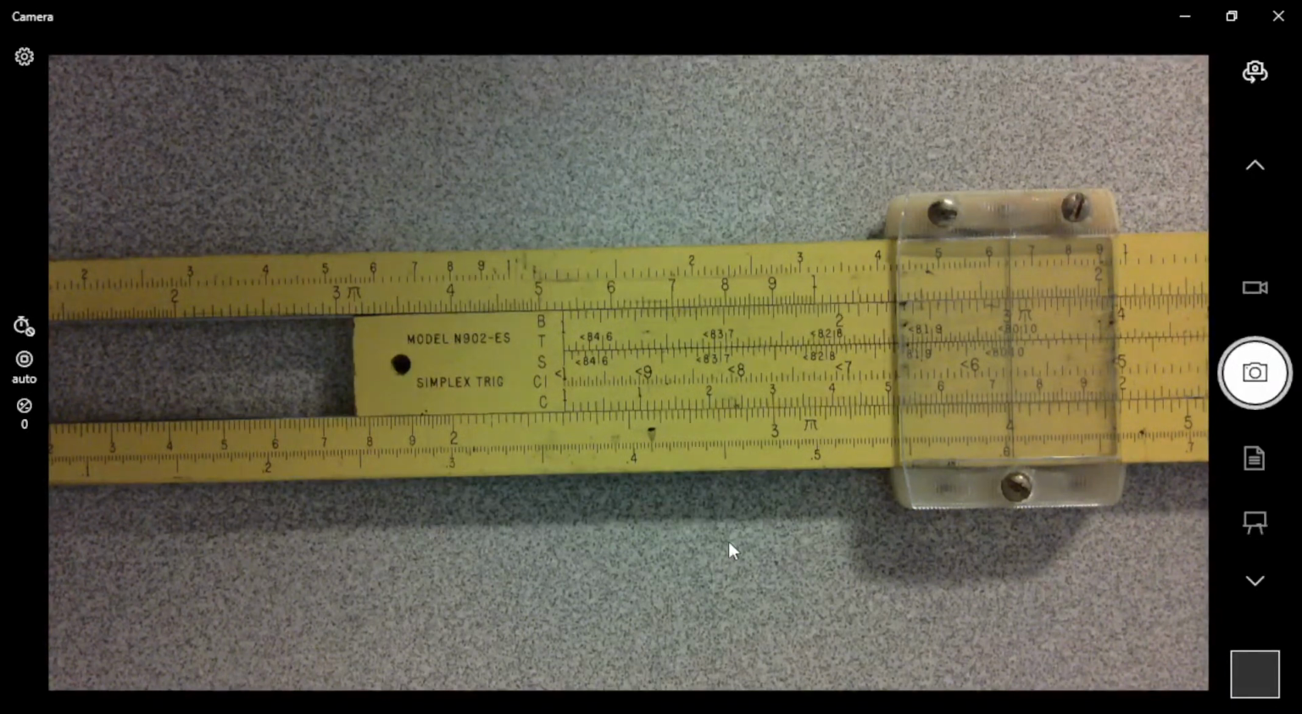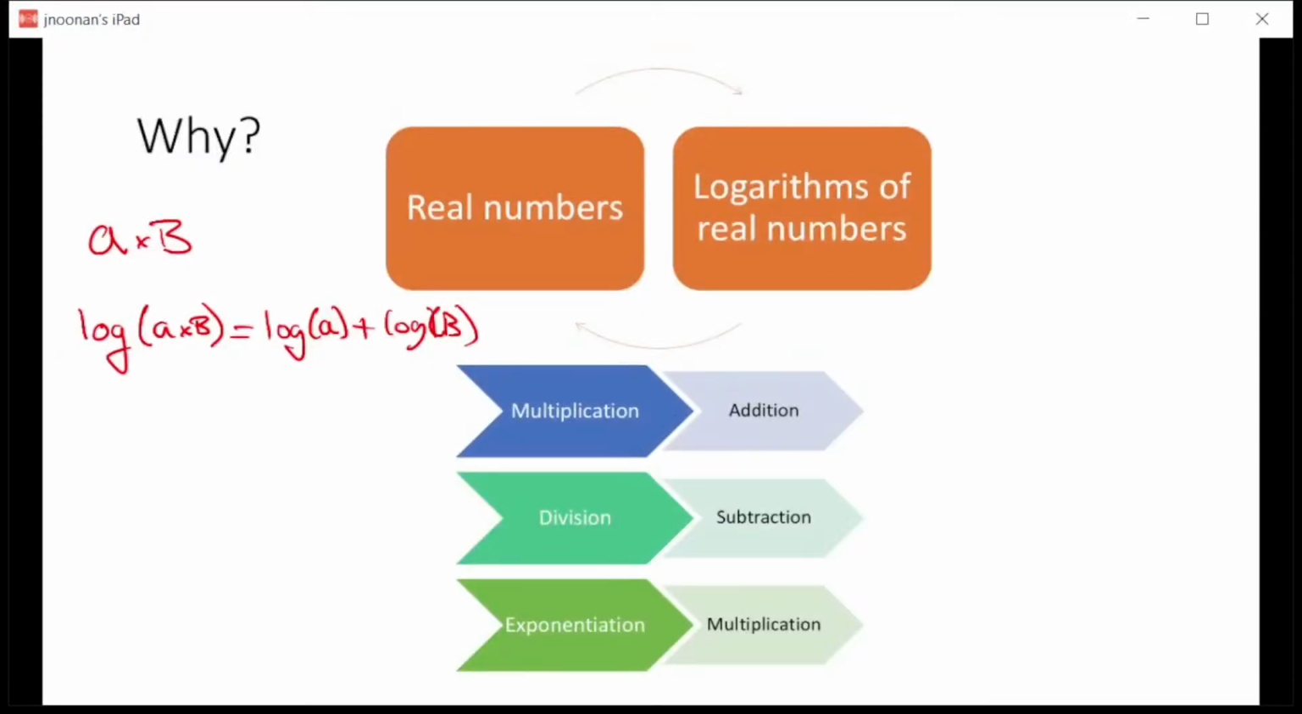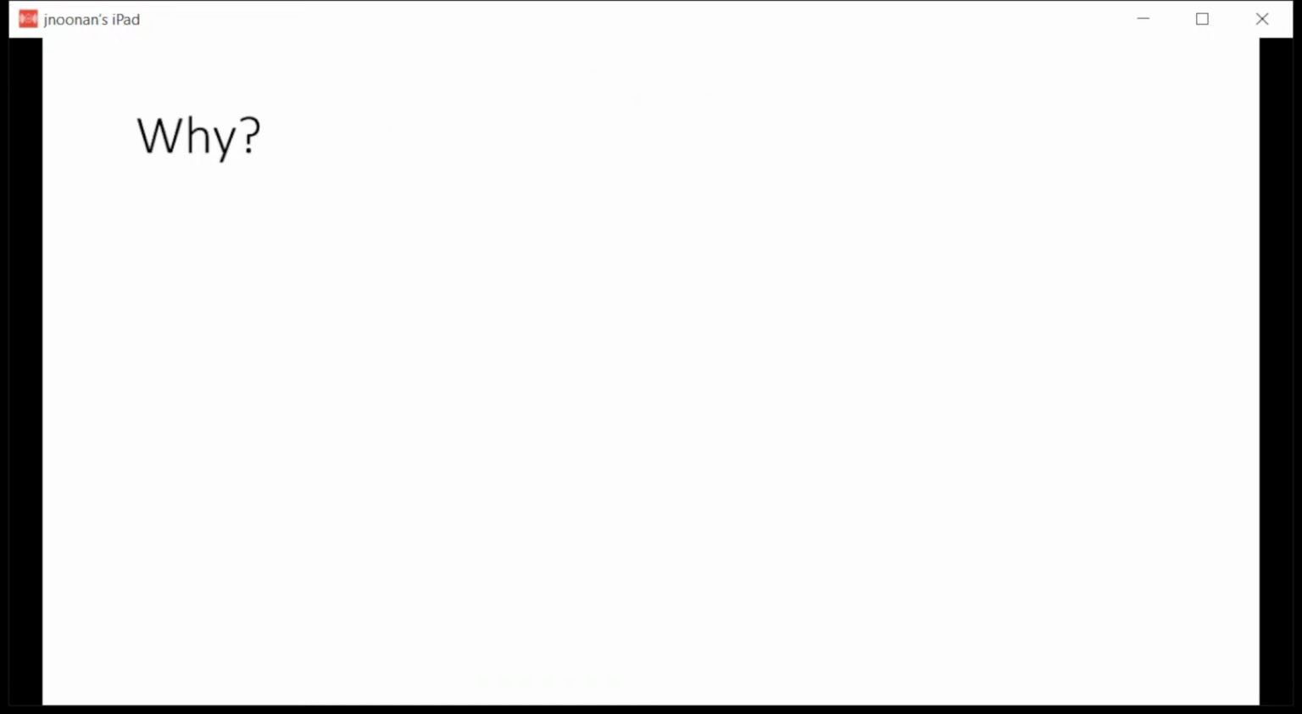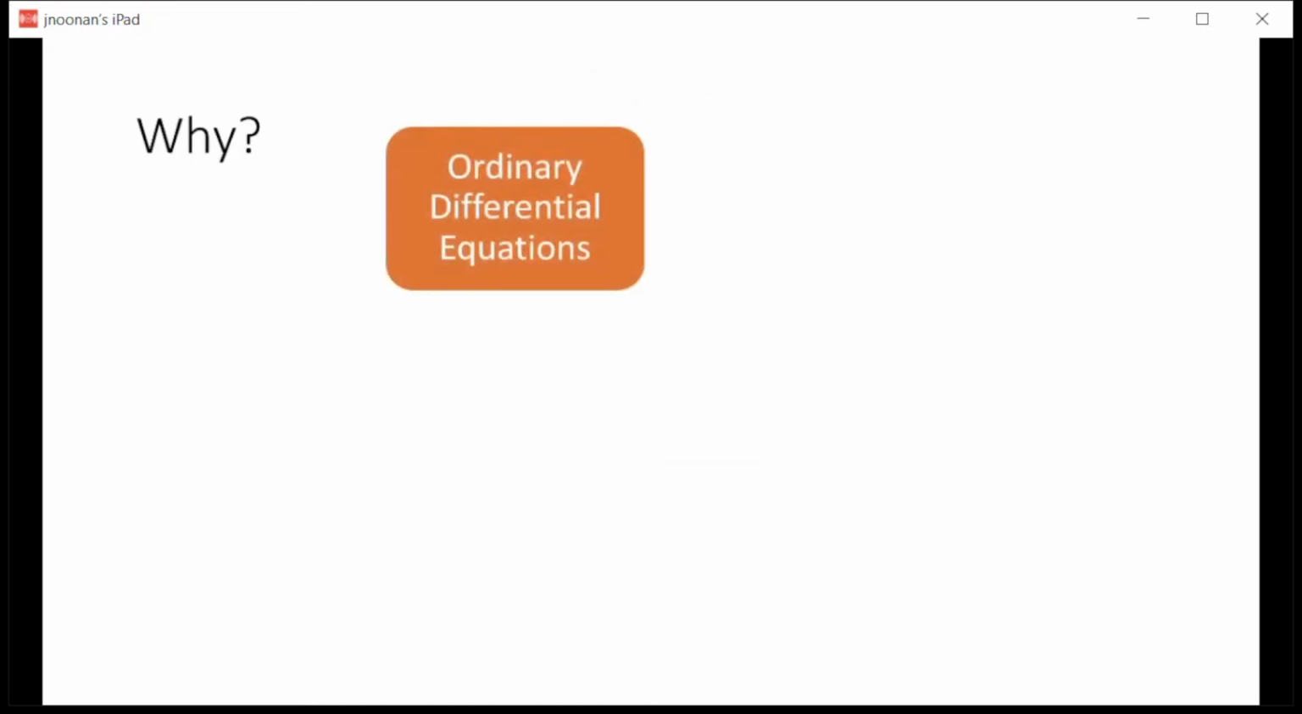Slide rules take arithmetic problems and make them easier by turning the arithmetic problems into simpler things like this. We're going to do the same thing with Laplace transforms. You might wonder why. Why do we do Laplace transforms? Well, here's why. You have ordinary differential equations, and that's going to be in our normal universe here. And what we're going to do is bend time and space, literally. That's what a Laplace transform does, it takes time and exchanges it for space.